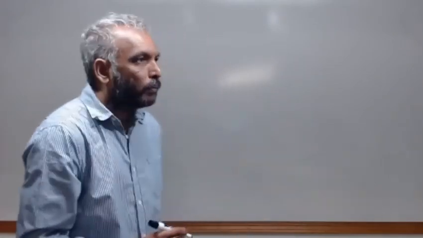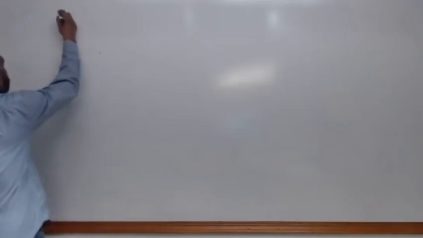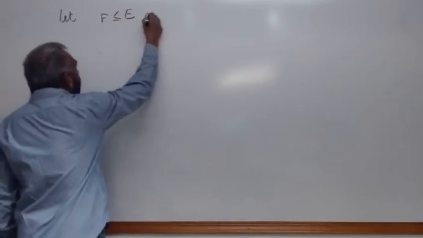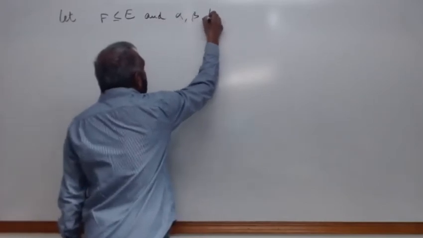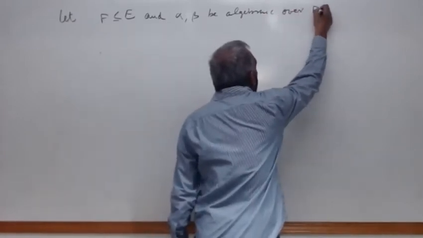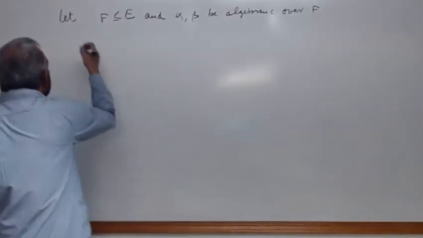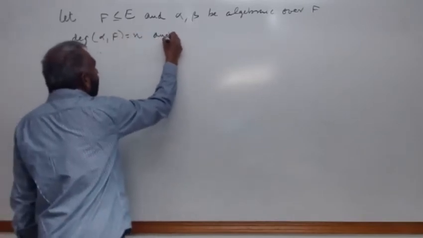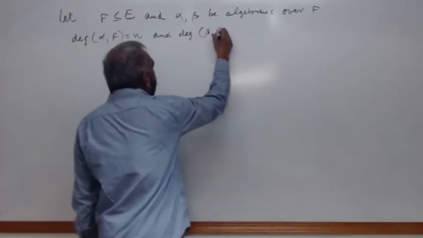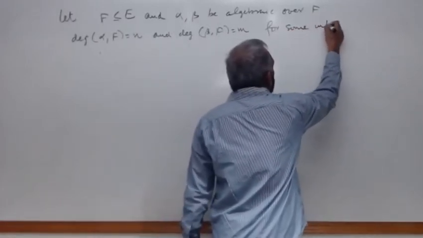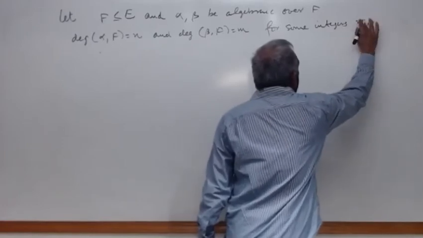We'll do some special cases of algebraic extensions. So let us assume that E is an extension of F, and alpha, beta are algebraic over F. And also we assume that the degree of F(alpha) over F is equal to n and the degree of F(beta) over F is equal to m, for some integers m and n.